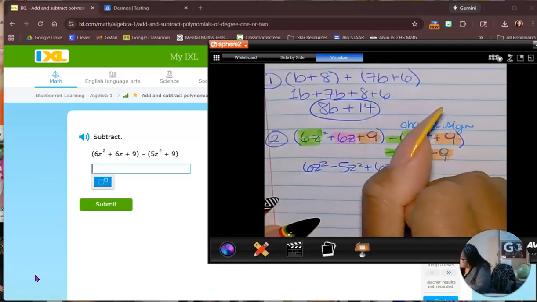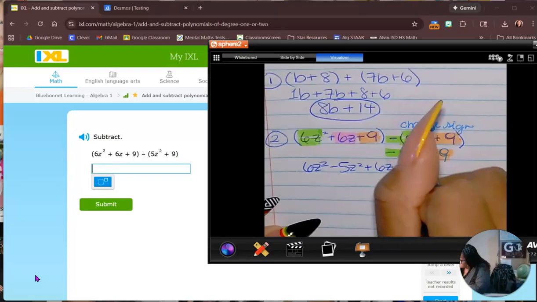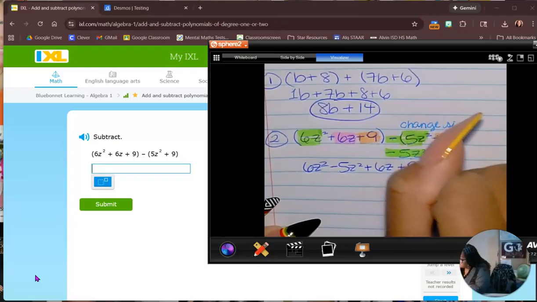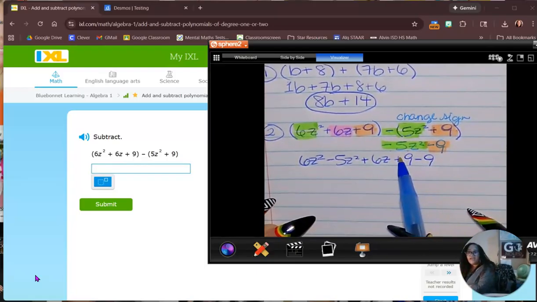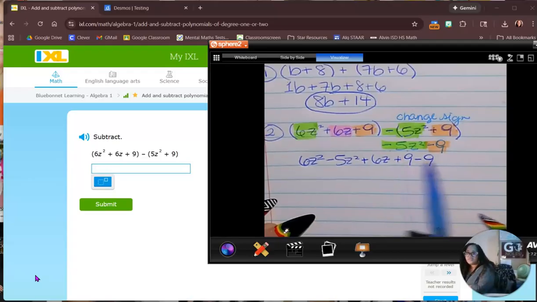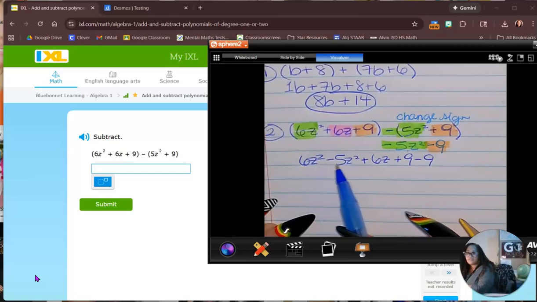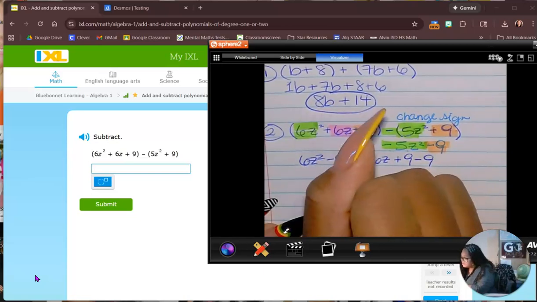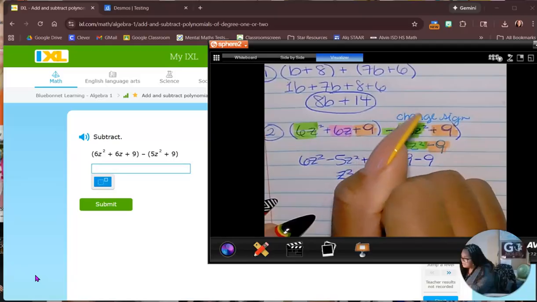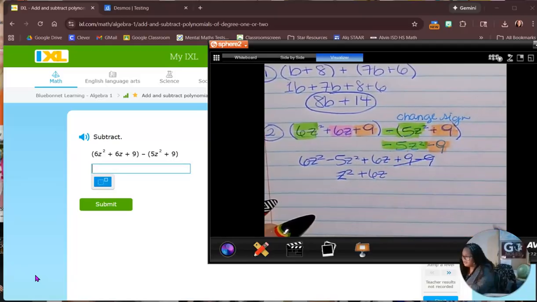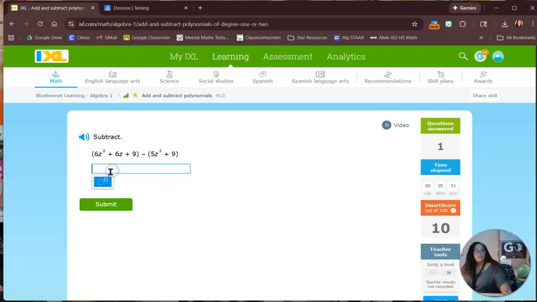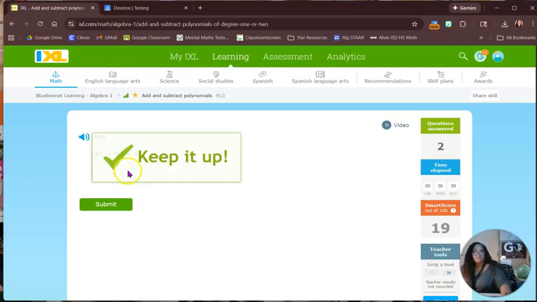So then I'll have plus 9, and then minus 9. If I add a positive 9 and then take that 9 away, those 9s will zero out, so those will go away. Then 6z squared minus 5z squared is just z squared, plus 6z, and these are gone. So then come over here and type in z to the second power plus 6z, and then click submit.